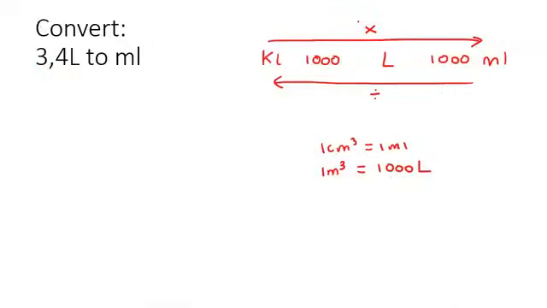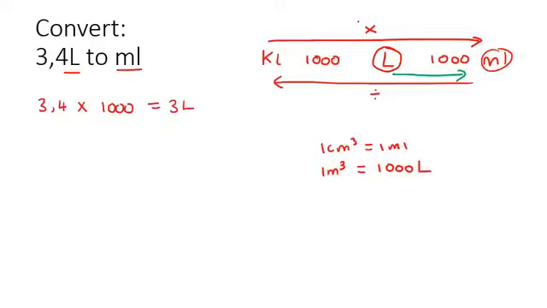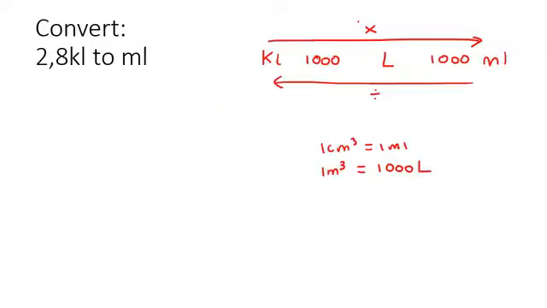They would like us to go from liters to milliliters. So we're going to the right-hand side. Because we're going to the right, we have to multiply, because you see it says that when you go to the right, you multiply. So all we'll do is we'll say 3,4 multiply by 1,000, and that's going to give us 3,400 milliliters.